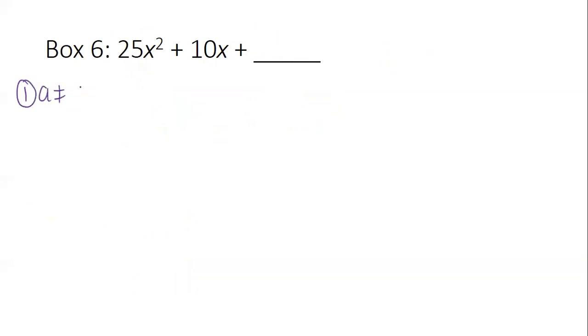A does not equal 1, right? Since our A does not equal 1, we're going to divide out 25. So we're dividing out 25. And that leaves us with x squared plus, what does 10 over 25 reduce to? 2/5. What you said?